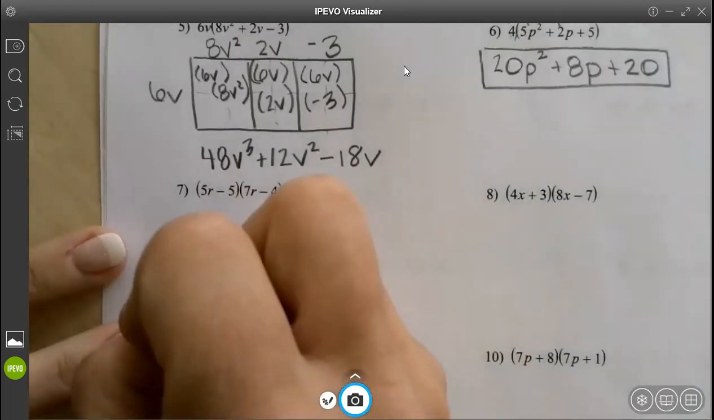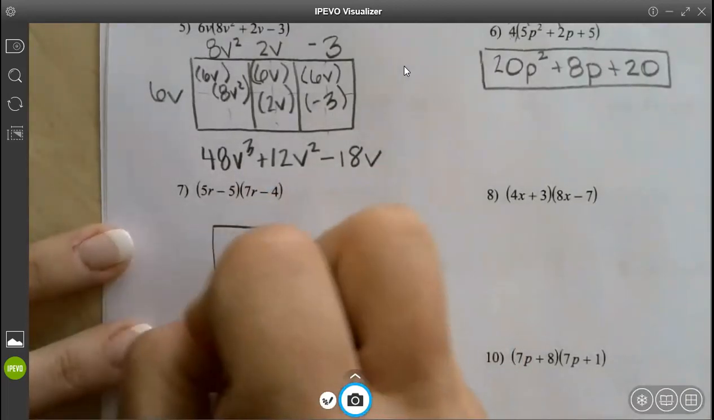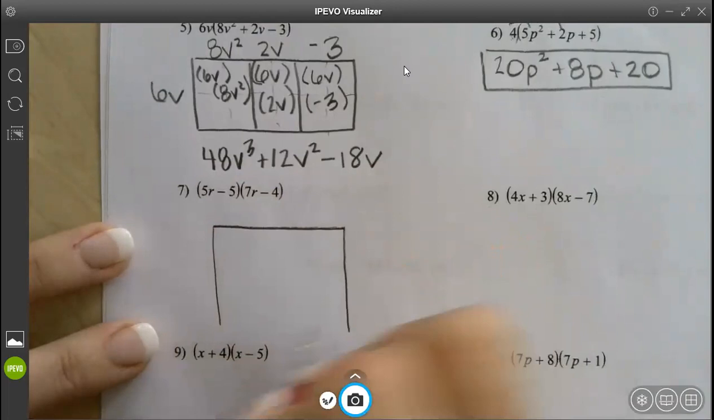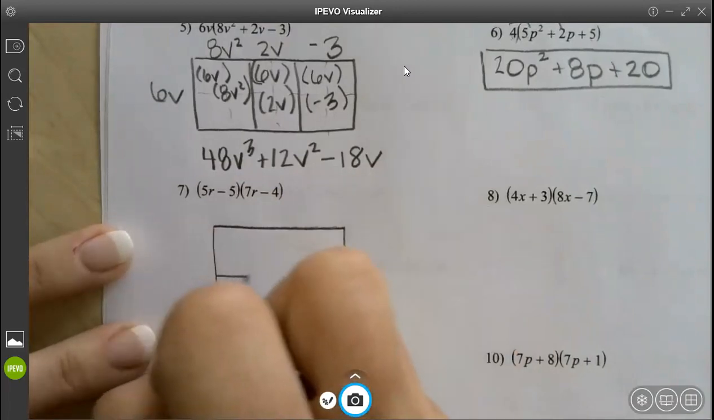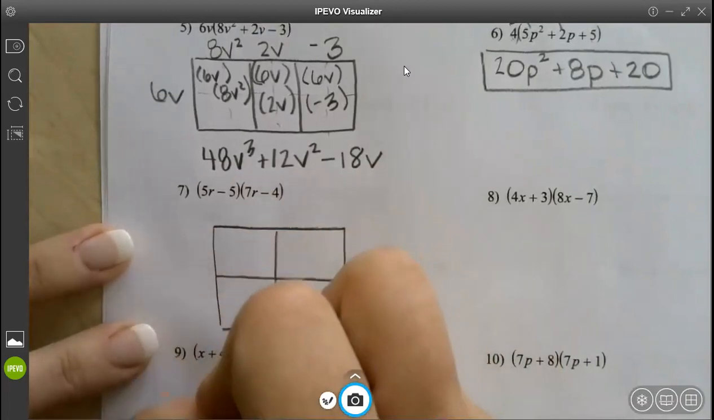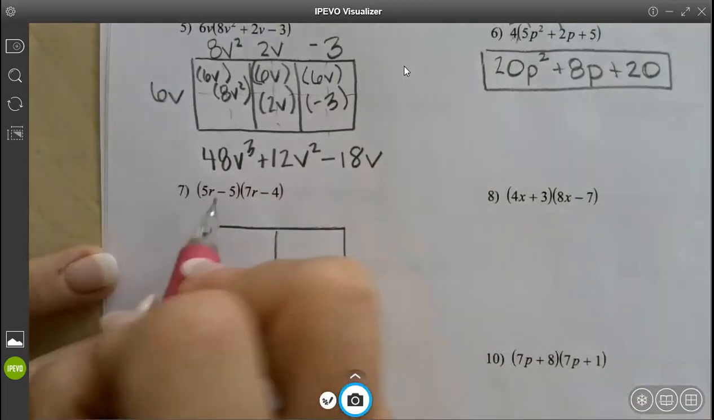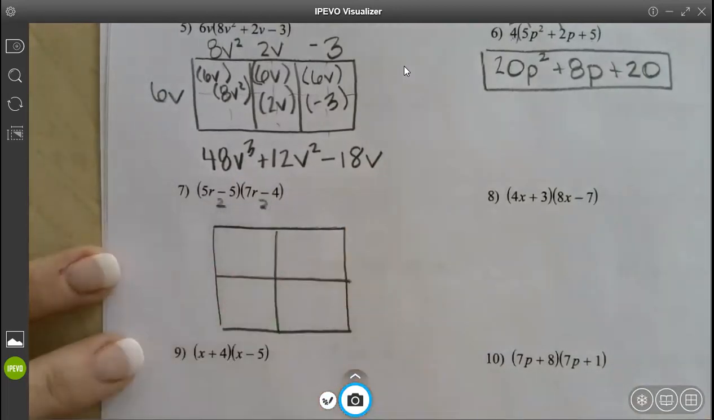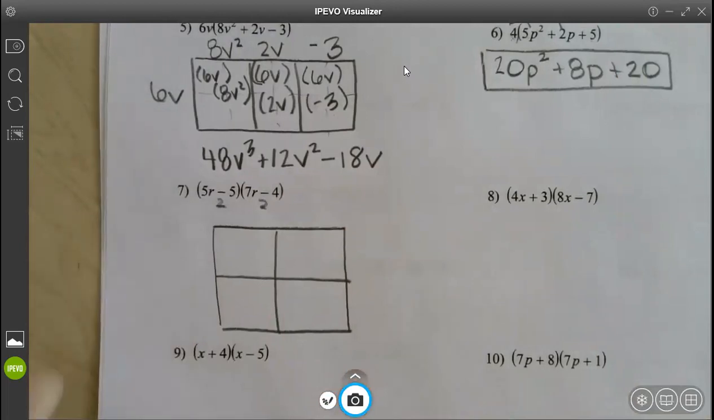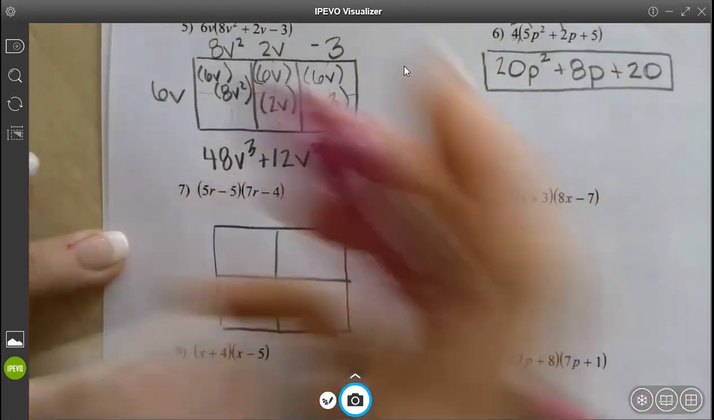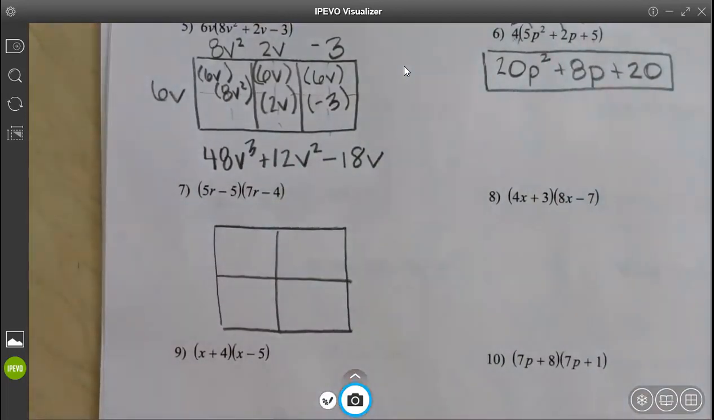So this, using the box, guys. We're going to make a 2x2 box because we have 2 terms right here and 2 right there. So that's how you know how big to make your box. Okay. It doesn't matter which way it is. So we're going to have 2 and 3 in a minute. It doesn't matter which way your box is.